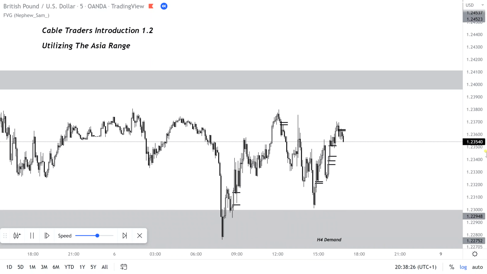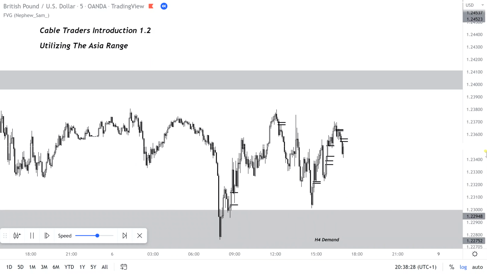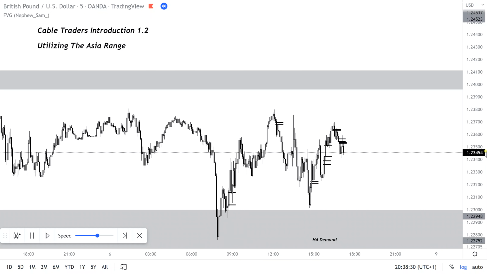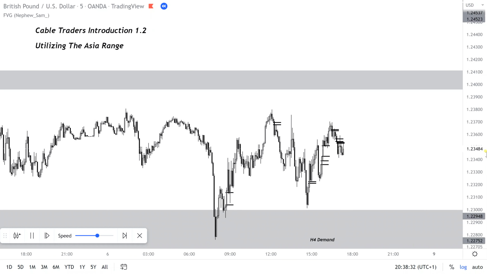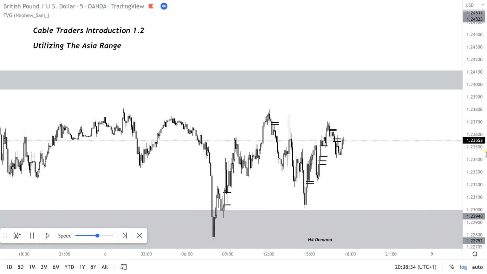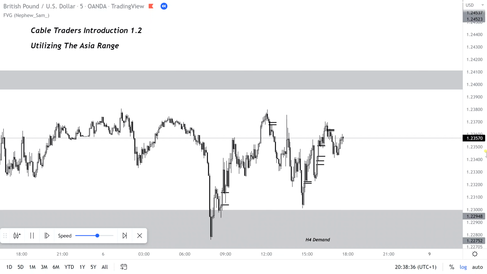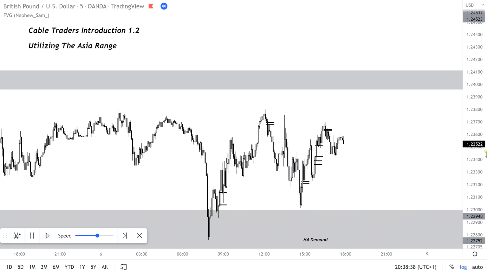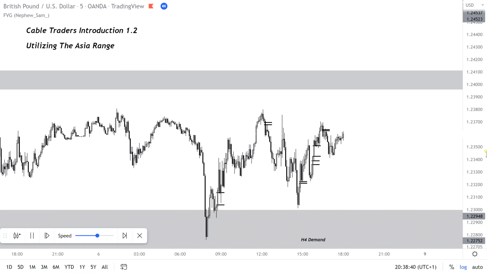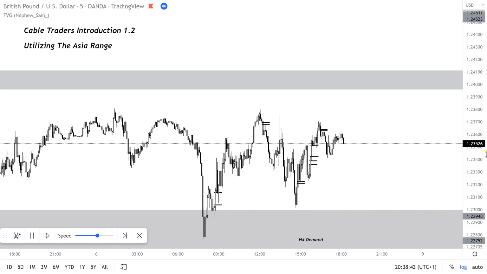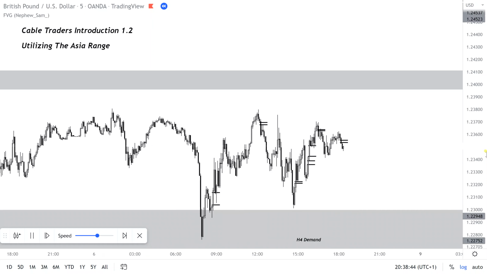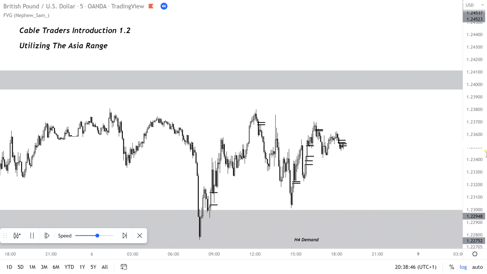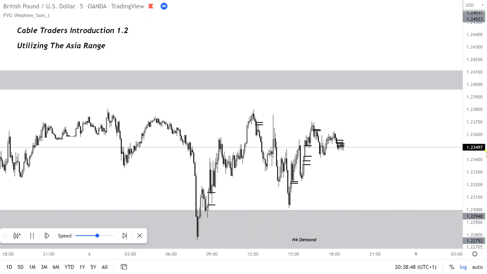First of all, the overnight Asia range is frequently used by market makers for manipulation. There's usually a lot of liquidity on either side to be targeted. That tends to be picked up during the London session, so this could be used to our advantage. The first thing I want to note is the Asia range high and low are key levels in the context of the Cable Traders syllabus.